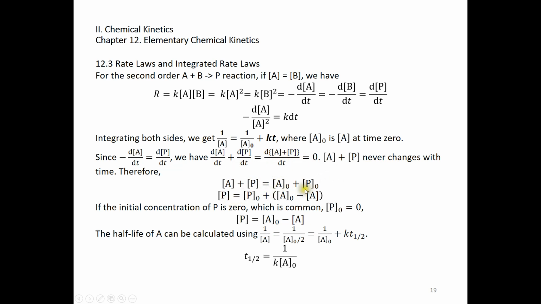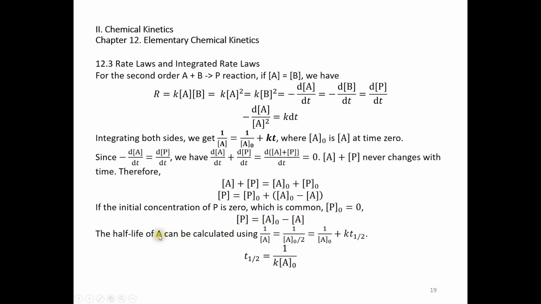P naught is often 0. But what if P naught is not 0? Then P is P naught plus A naught minus A. If P naught is 0, then P is A naught minus A.